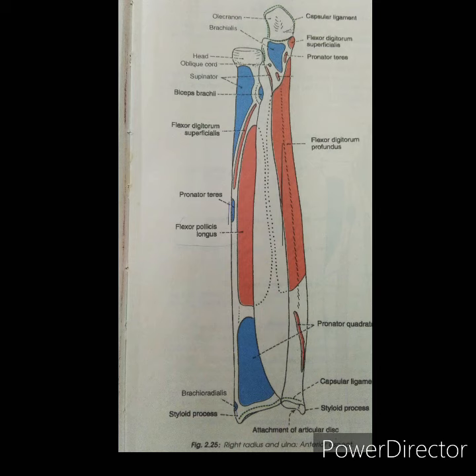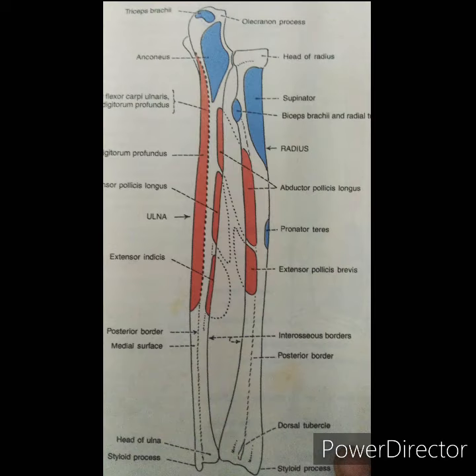The flexor digitorum profundus arises from the upper part of the anterior and medial surface of the shaft, the medial surface of the coronoid and olecranon processes, and the posterior border of the shaft through an aponeurosis, which also gives origin to the flexor carpi ulnaris and the extensor carpi ulnaris. The pronator quadratus takes origin from the oblique ridge on the lower part of the anterior surface.